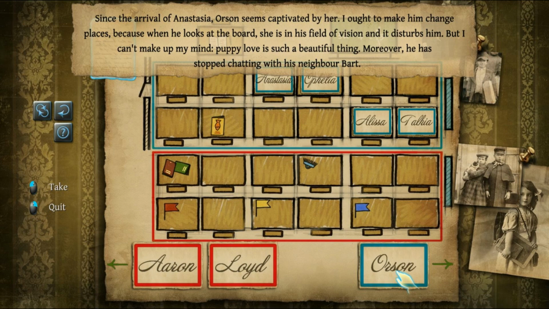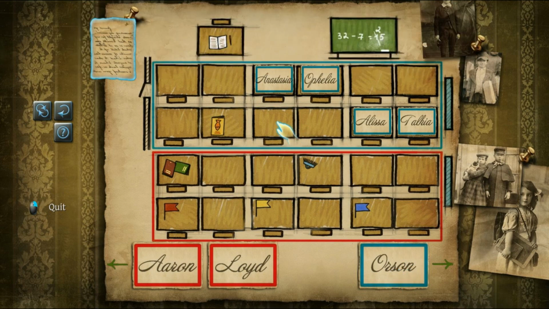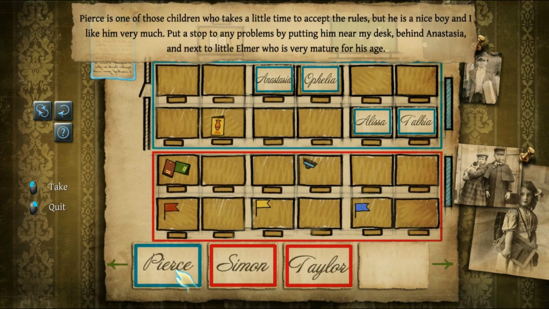Since the arrival, Anastasia also seems captivated by her. I ought to make him change places because when he looks at the board, she's in his field of vision and it disturbs him. But I can't make up my mind. Puppy love is such a beautiful thing. Moreover, he has stopped chatting with his neighbour, Bart. I'm assuming here, because he's in blue. Pierce is one of those children who takes little time to accept the rules, but he's a nice boy, and I like him very much.